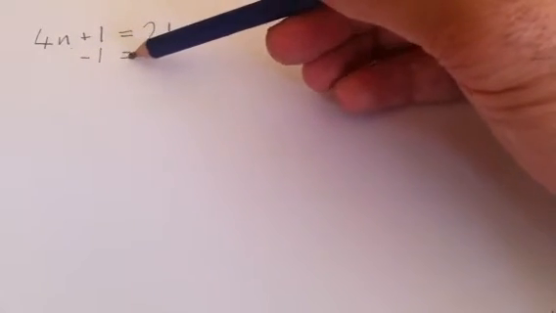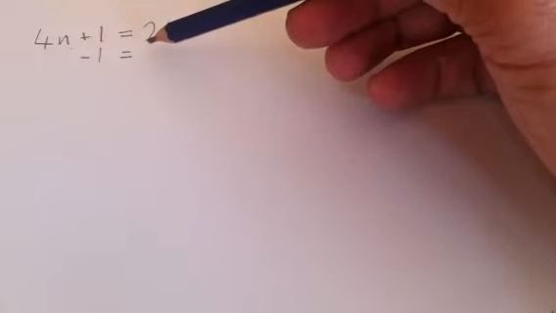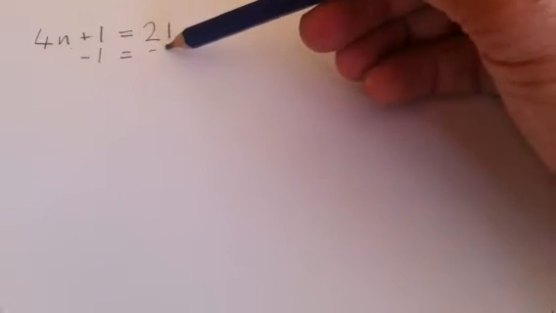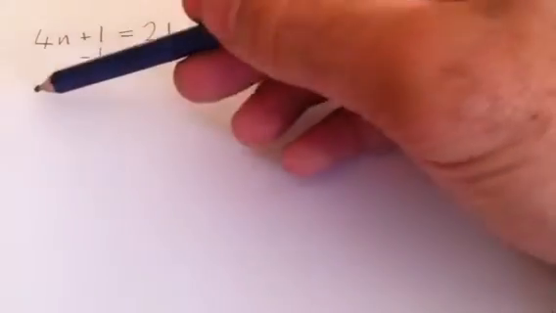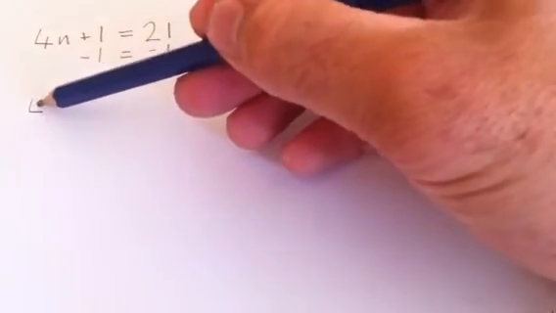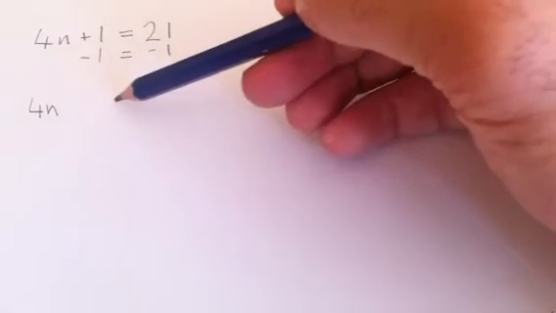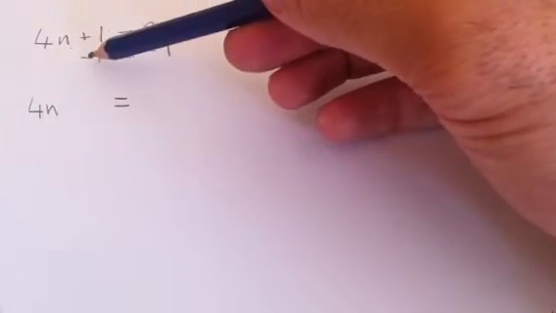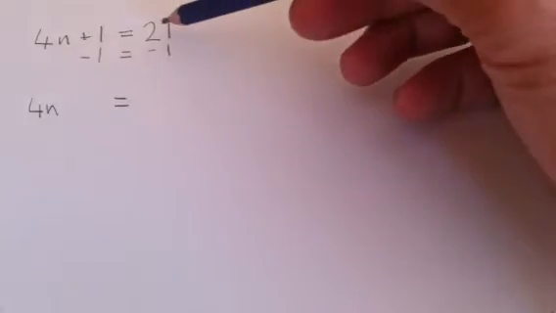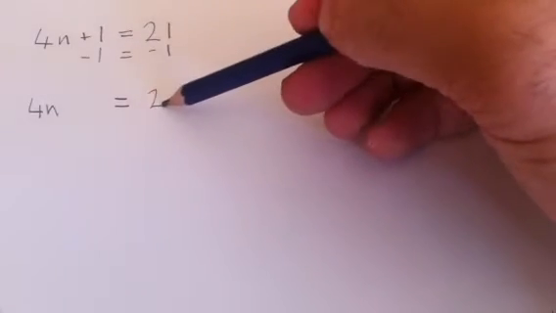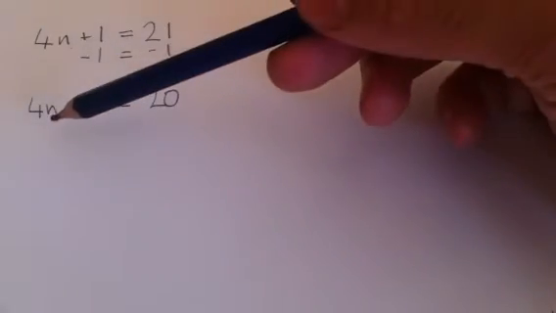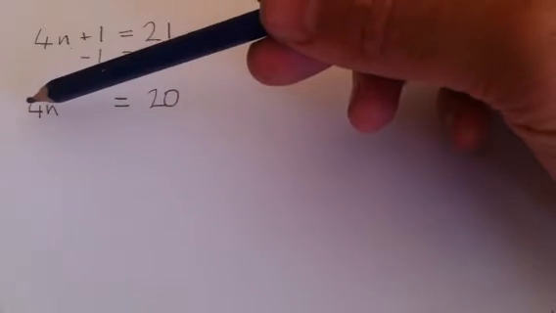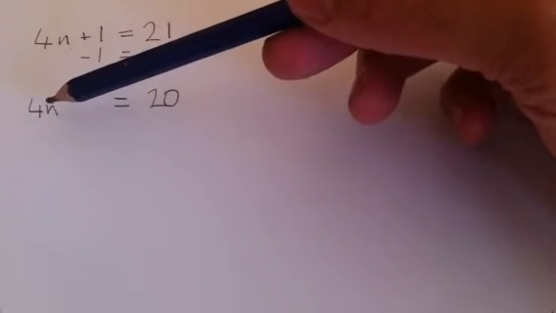But anything we've done to the left hand side of the equation we must do to the right hand side, so we must also take away 1 from this side as well. Now that will leave me with 4n equals, because the plus 1 and the minus 1 have cancelled each other out, but 21 take away 1 is 20.